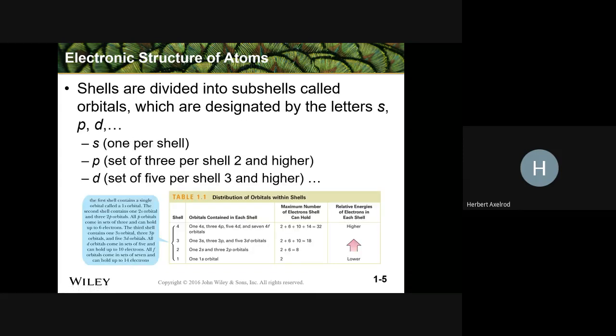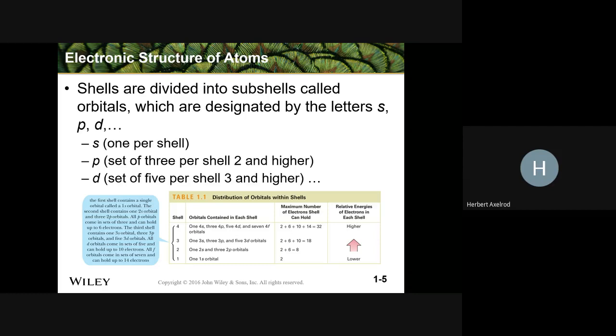Okay, now these main energy levels actually contain subshells, and these are called orbitals, and the orbitals are designated by the letters s, p, and d. Each shell contains a certain number of s orbitals, a certain number of p orbitals, a certain number of d orbitals, and we can go to f orbitals too. In this course, we're only going to be dealing with s and p orbitals. The d orbitals and the f orbitals are more important when you study the transition metals, inorganic chemistry, transition metal chemistry.